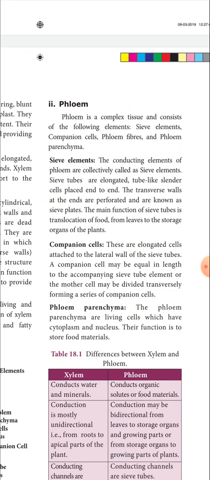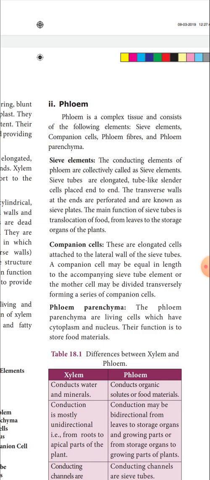throughout the length it will be present. The transverse walls at the ends are perforated and are known as sieve plates. See, children, in each sieve tube there will be two ends. Both the ends have very minute pores like the sieves we use for our daily purpose in cooking, right? So like a sieve, the ends of the tubes possess sieves in them. That's why the tube is called what?